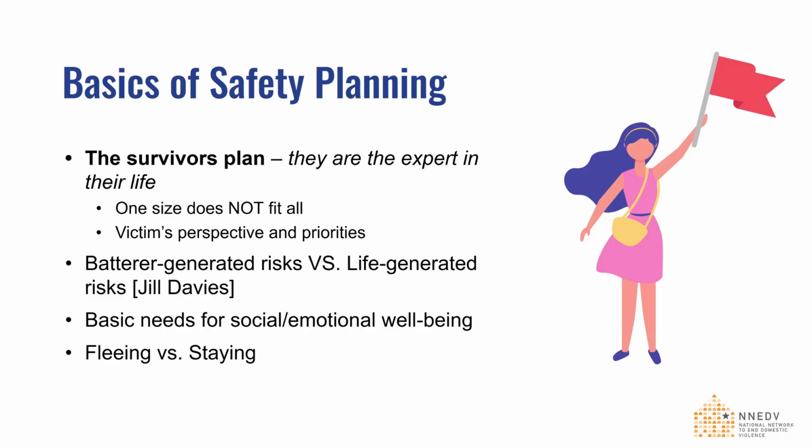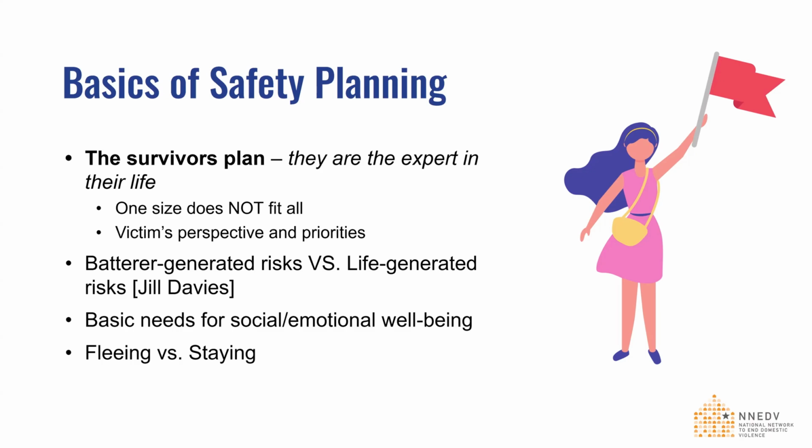And then there's life generated risks, and these are sometimes called environmental or even social risks. These are ongoing challenges faced by survivors separate from the domestic violence. I will say that abusive partners are often known to manipulate these. So these could be mental health challenges, lack of affordable housing, lack of childcare, lack of public transportation, all the things that are just happening in the world that are impacting so many of us.